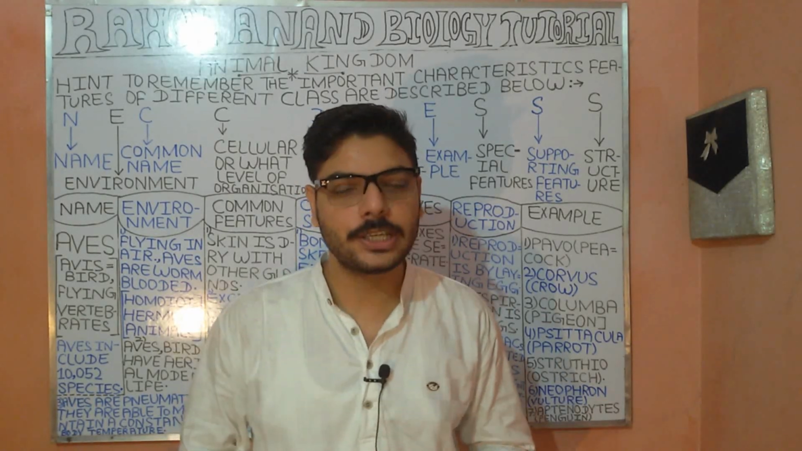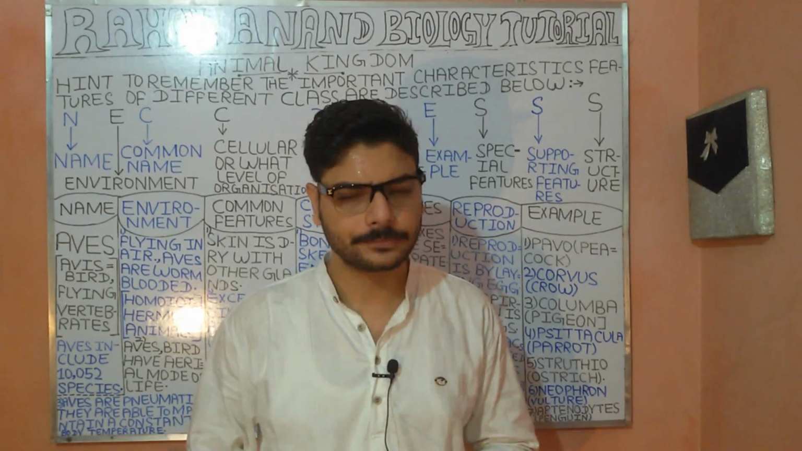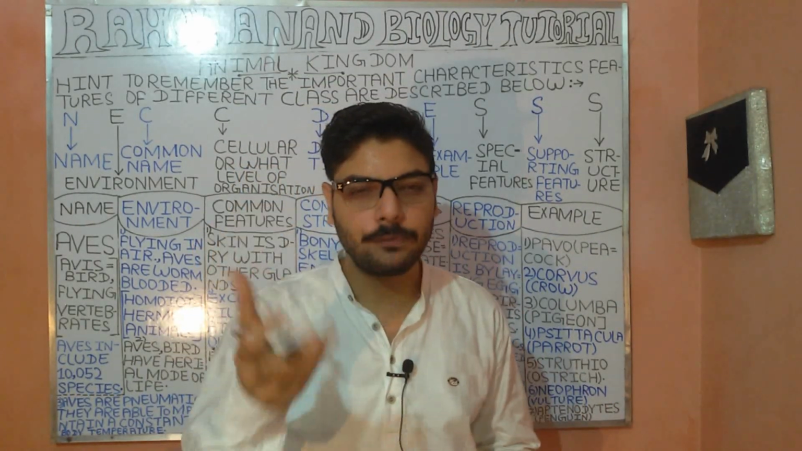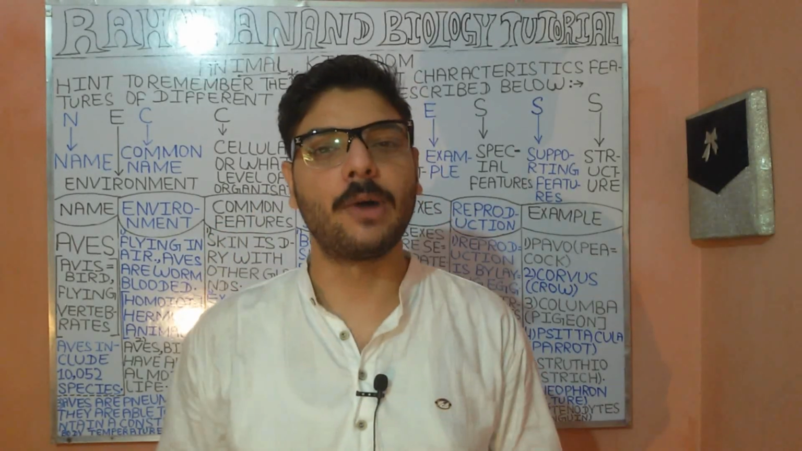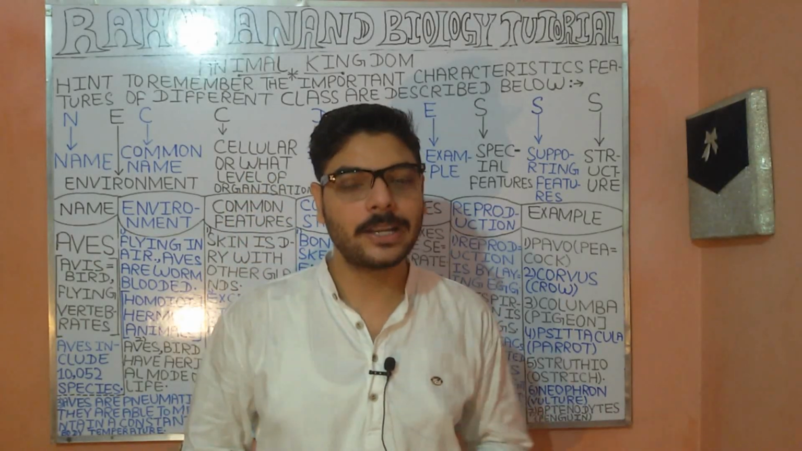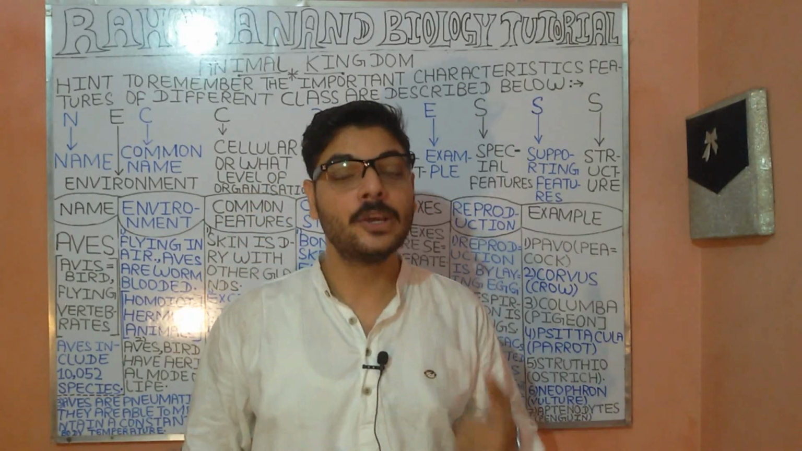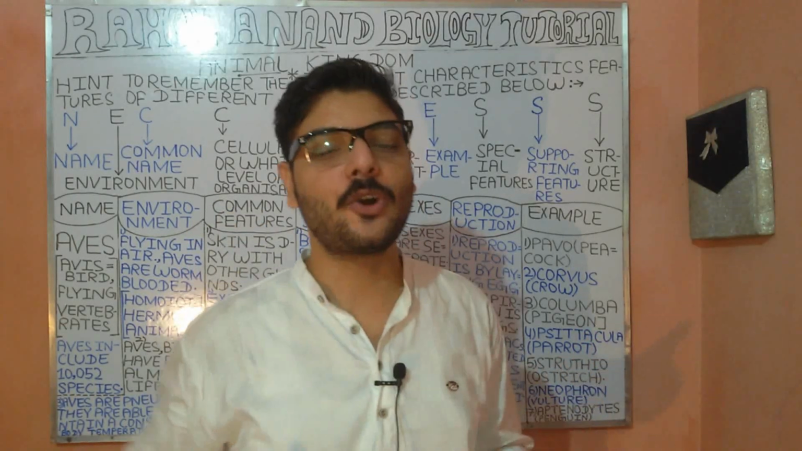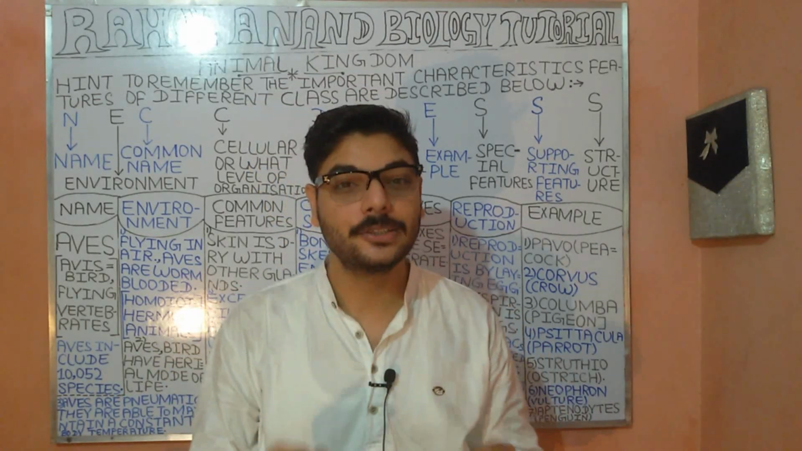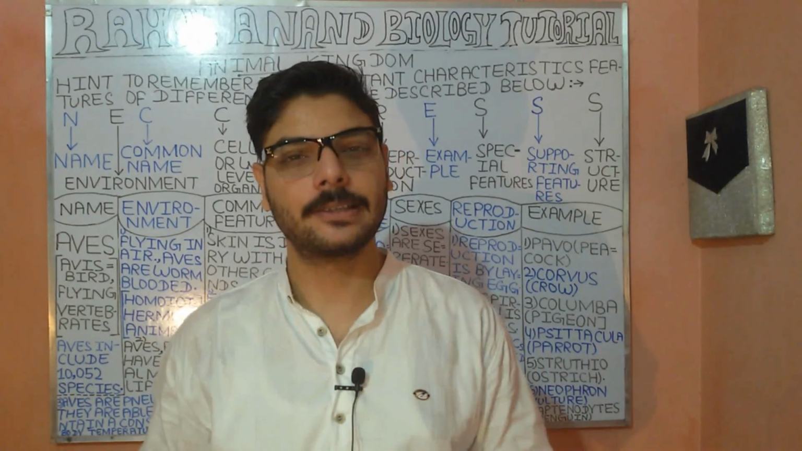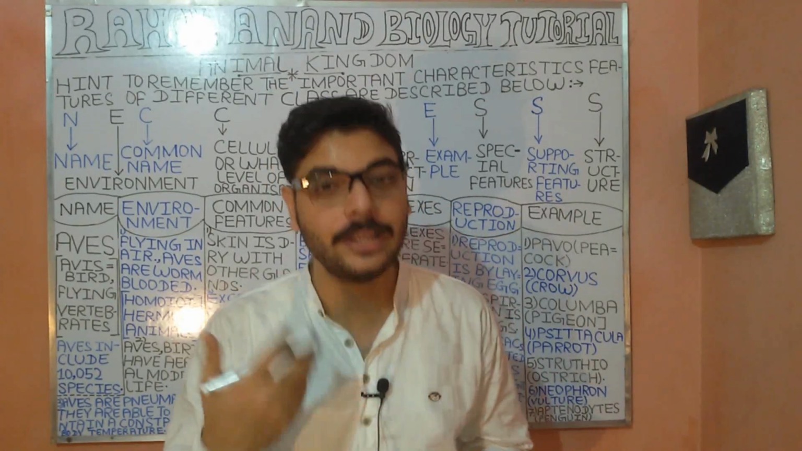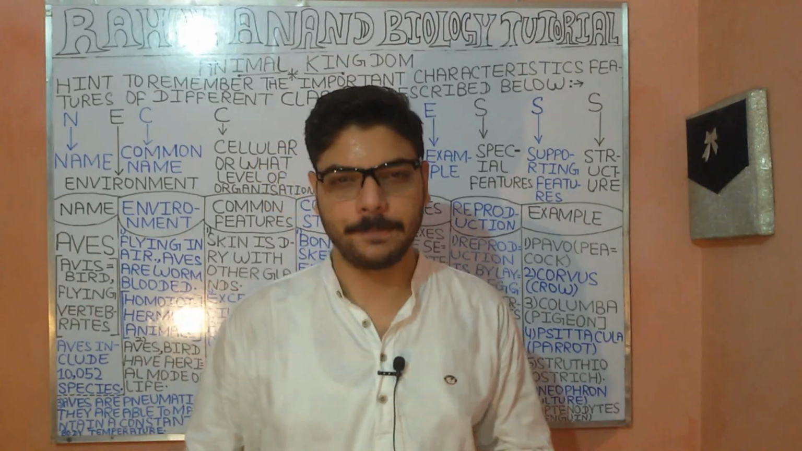So here we are going to study a very important class, sorry, not phylum or family, the class. So these are the Aves. Talking about the Aves, the Aves are the birds, which are also called the flying vertebrates. Understood? So the Aves are the birds, also called the flying vertebrates. Aves include 10,052 different species.